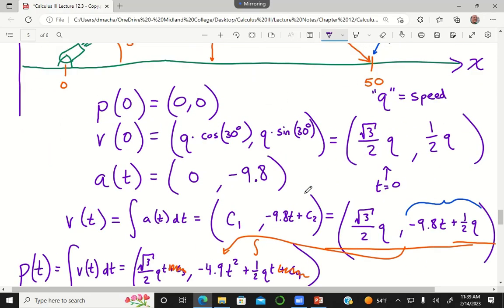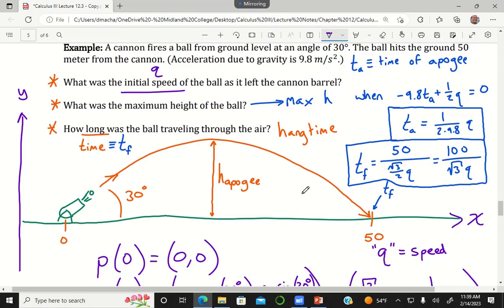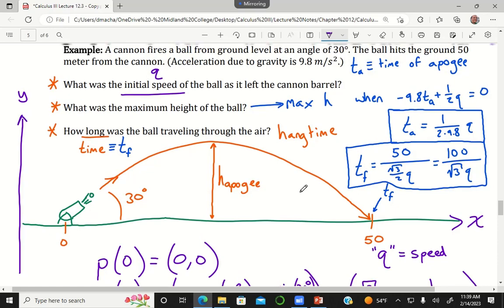If it's a cannon, yeah, we should be able to shoot a cannonball pretty far, although I'm just thinking 50 meters is not all that far, depending on the weight of the cannonball. But yeah, I don't know.